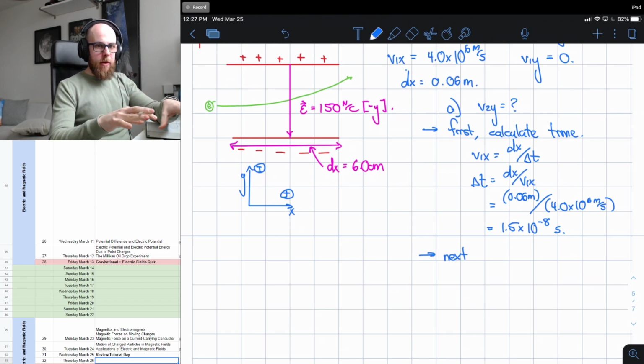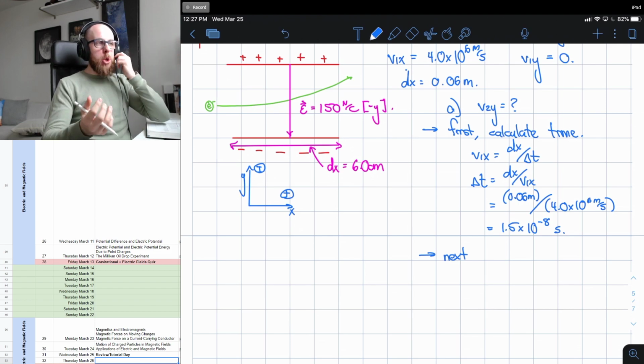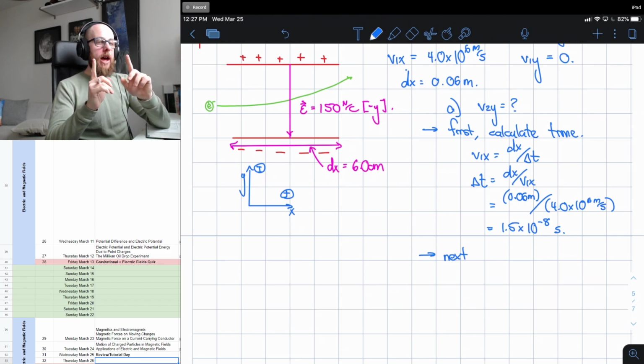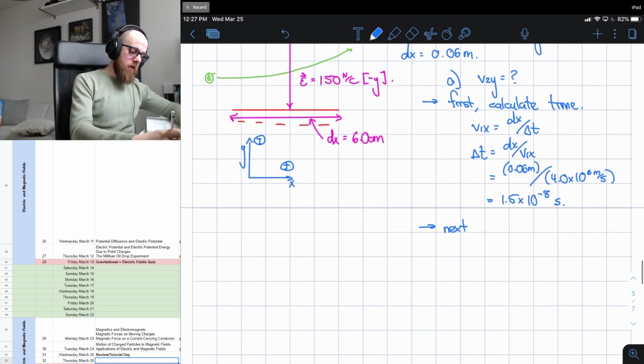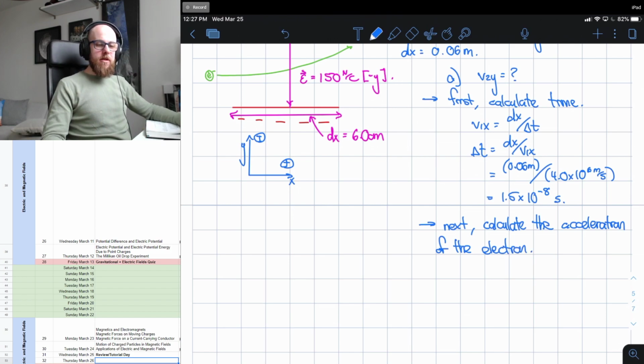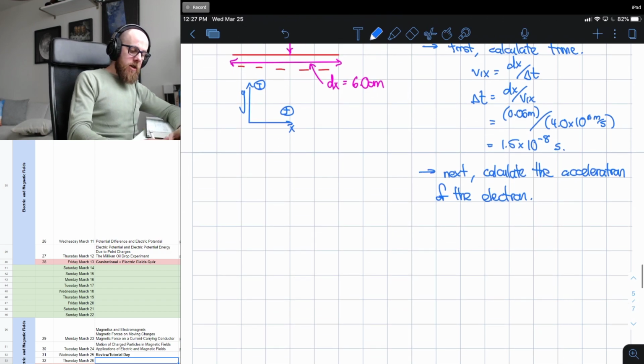Okay, so next, there is going to be one sub-step in here because I don't know what the acceleration is. This particle, because it'll feel an attraction towards the positive plate, will be accelerating towards the positive plate. So I still have to calculate what that will be, but we'll get to that in a second. Okay, so next, calculate the acceleration. We're pretty much done after this, so this is it. Okay, so calculate the acceleration of the electron.